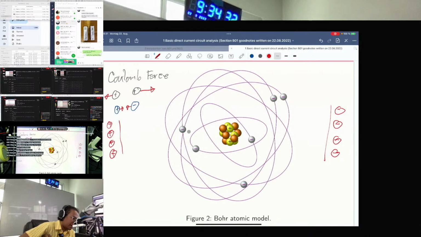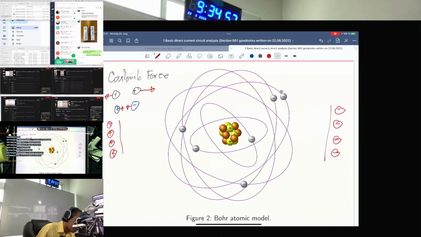Once the atom doesn't have, for example, a single electron, this atom will exhibit a positive charge. This atom will have a positive charge, and the amount of charge corresponds to the number of electrons that are missing.